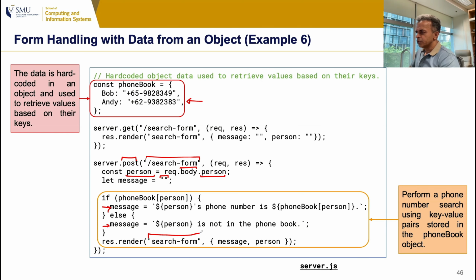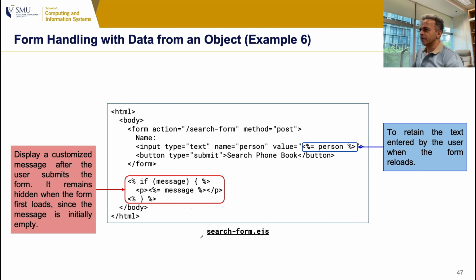And then again the original form is being rendered, so we have to look at the original form, which is from the view search form EJS residing in the views folder. So HTML body form action search form. So that is why post also had a route pointing to search form. The only thing to notice here is that person and message are coming from the server.js file, and that is being rendered here using equal because it's something coming from end user and being rendered there by EJS.